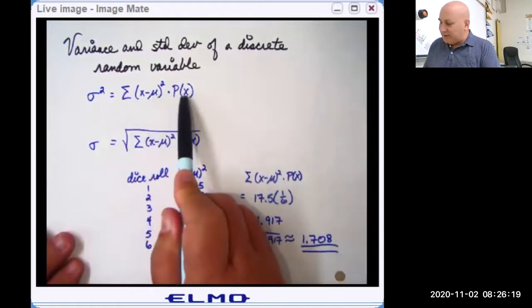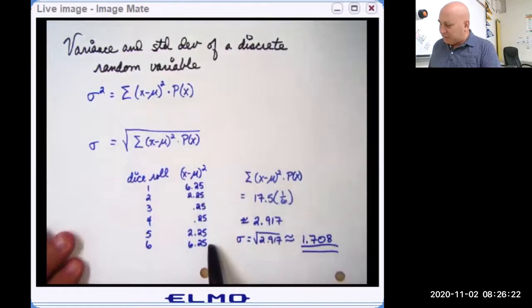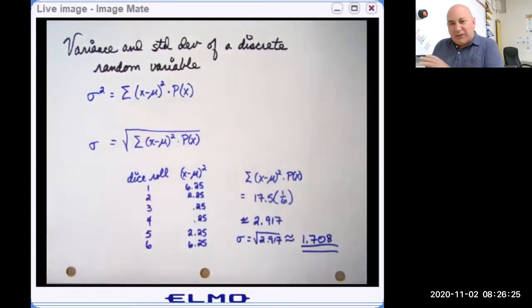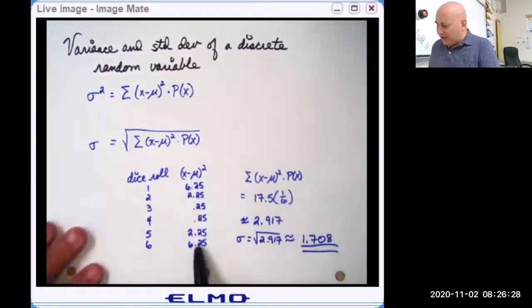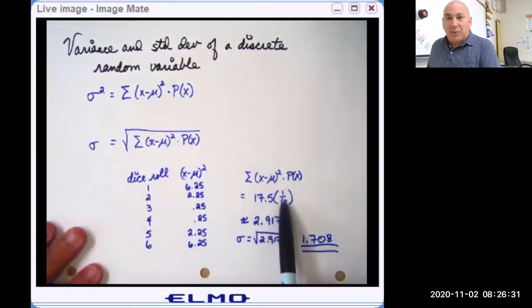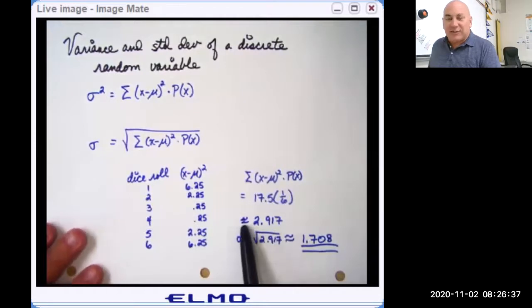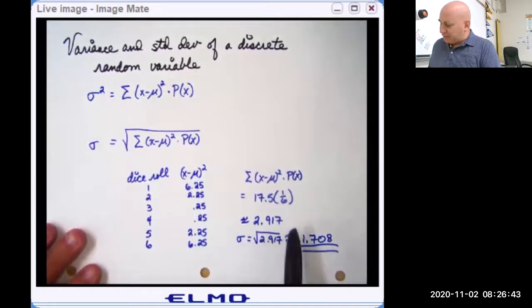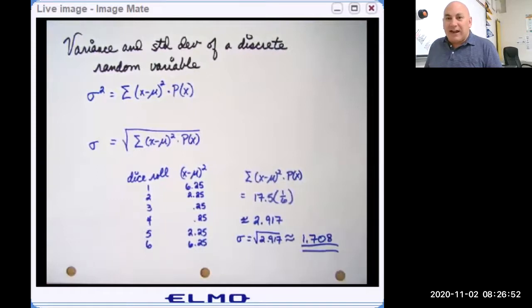Then the formula says multiply that by the probability. So each of these is going to be multiplied by 1/6 and add them up. If you factor the 1/6 out, you can add all these up, which is 17.5, and then multiply by the 1/6. So here's our variance. Notice I used an approximately equal to sign. And then for standard deviation, we'll take the square root of that, which is this value. So rolling a die, even though it's a uniform discrete distribution, all the outcomes have the same probability.